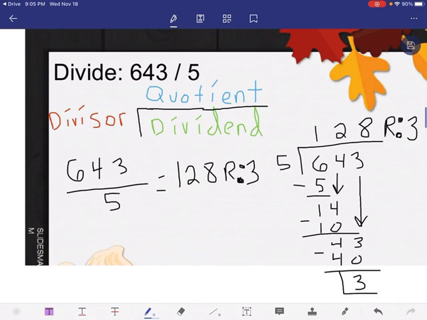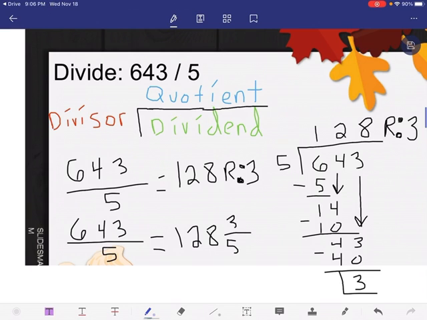Now remember that the other way that you can write this, 643 divided by 5, is an improper fraction. So once we know what our quotient is, or basically how many times it goes into it evenly, we can write this as a mixed number instead and say that this is 128 and 3/5. And the reason I write it like that is because when we start doing our polynomial division, we're going to write some of our answers like that as well.